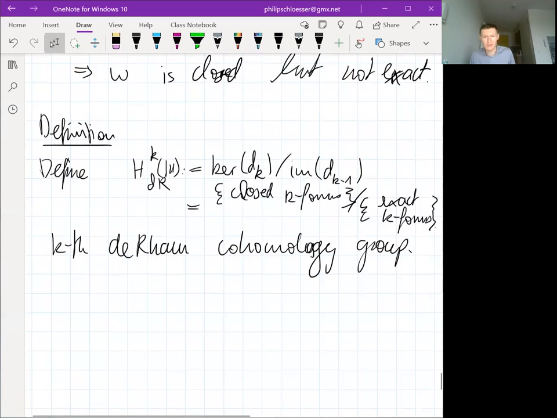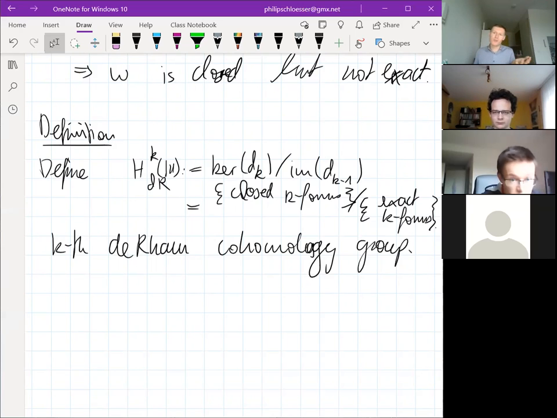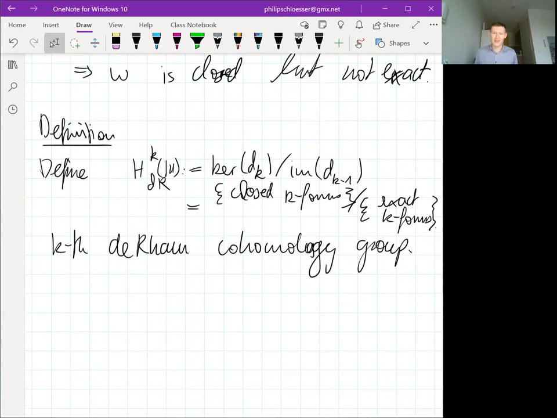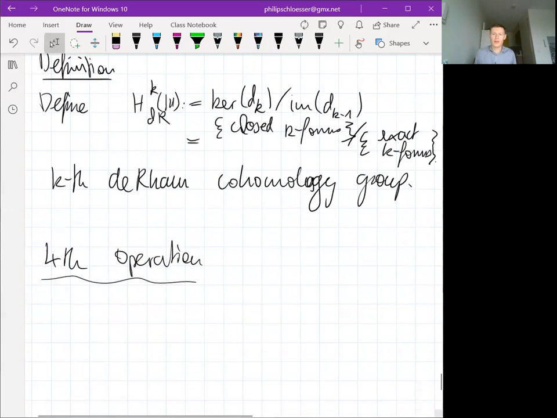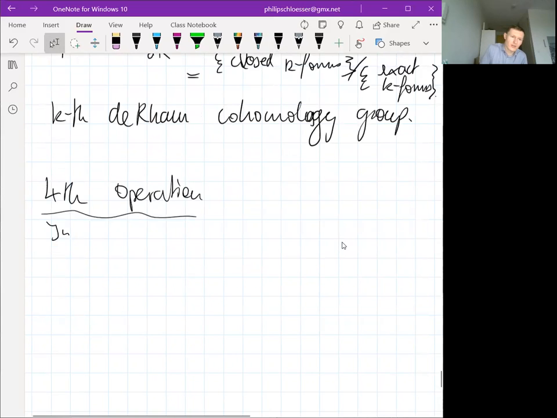And for that, we are, well, eventually trying to relate the de Rham cohomology to the singular homology that we discussed in algebraic geometry, or that we discussed in the algebraic topology crash course. And to see that relation, we are first going to define our fourth and last operation on k-forms, namely integration. So, yeah, integration.